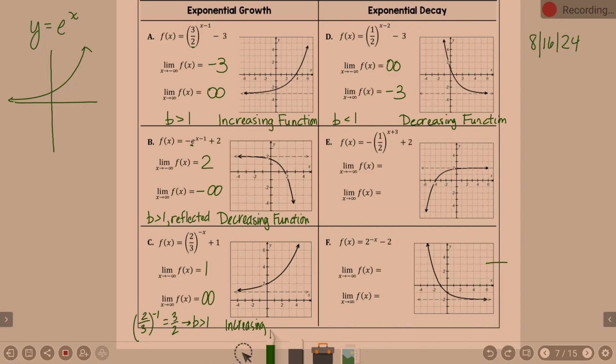Okay, E. Limit as x approaches negative infinity, negative infinity. Limit as x approaches positive infinity, 2. Notice my graph moved up 2, yes? Okay. Move left 3. That doesn't really affect anything. This negative out front reflects across the x. So a negative out front of the equation reflects across the x. A negative on the x, like this one down here, a negative on the x reflects it across the y.